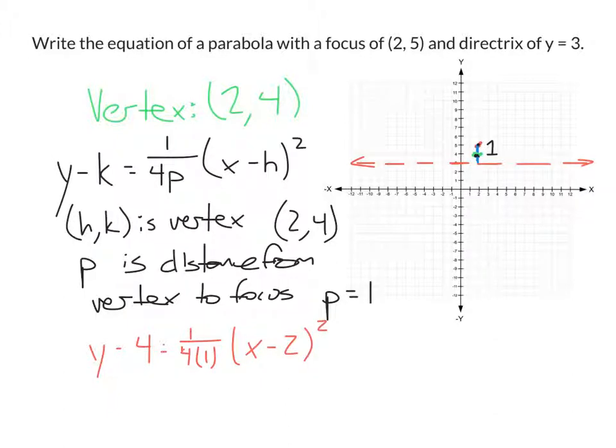Well, over here we know 4 times 1 is 4, so I can rewrite this as y minus 4 equals 1/4 of the quantity (x minus 2) squared, and there's the equation for our parabola. Okay, so that was just your basic practice for the equation of a parabola. For now, we are done.